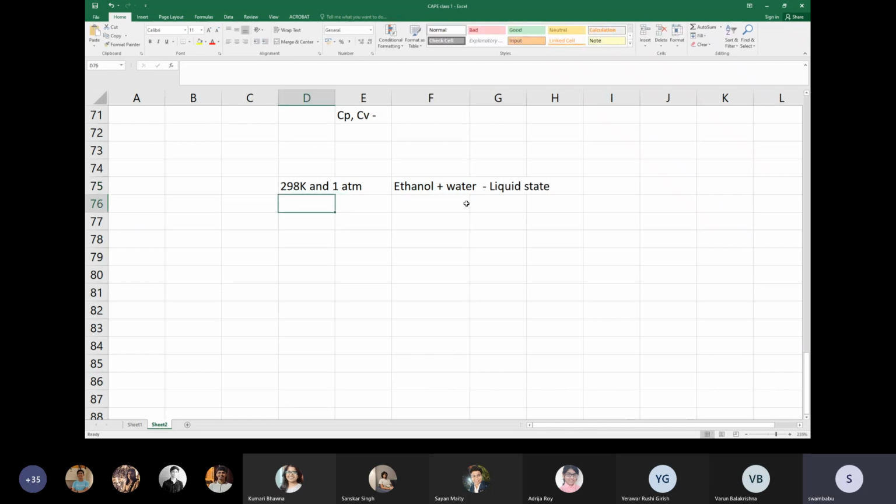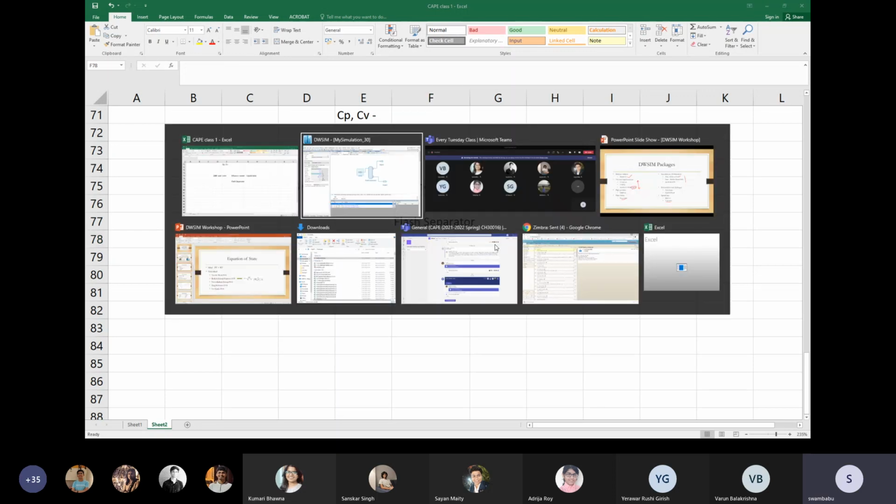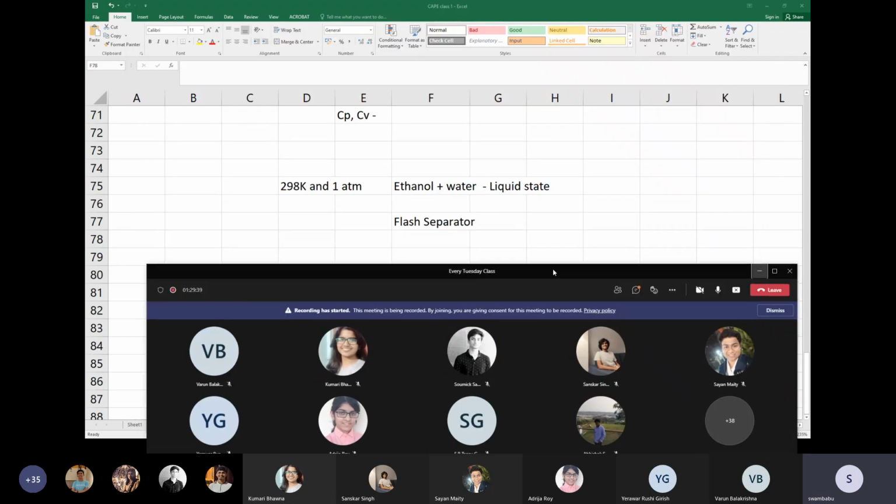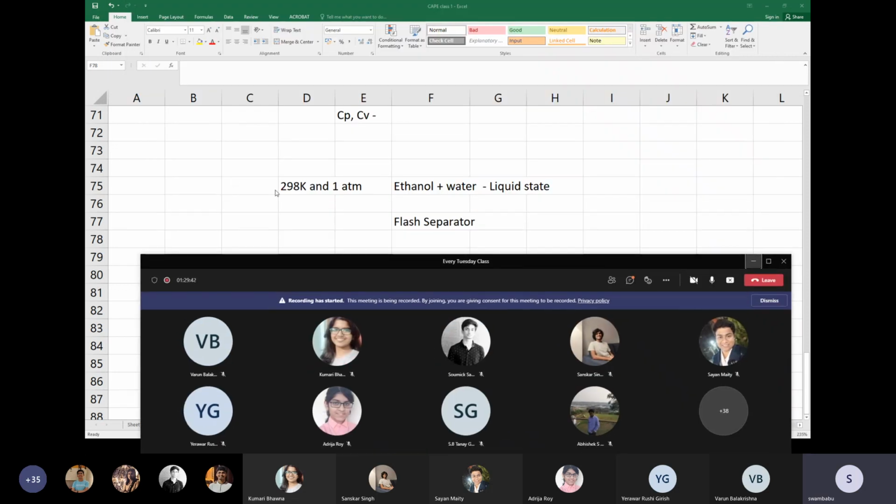If I send this to the flash separator, how much amount of vapor will come and how much amount of liquid will come? Can anyone guess? I hope you're understanding the problem statement. I have an ethanol water stream, which is at 298 Kelvin, 1 atmospheric pressure. This is a liquid state. I have introduced that into the flash separator. I didn't do any heating. How much amount of vapor and how much amount of liquid will come?